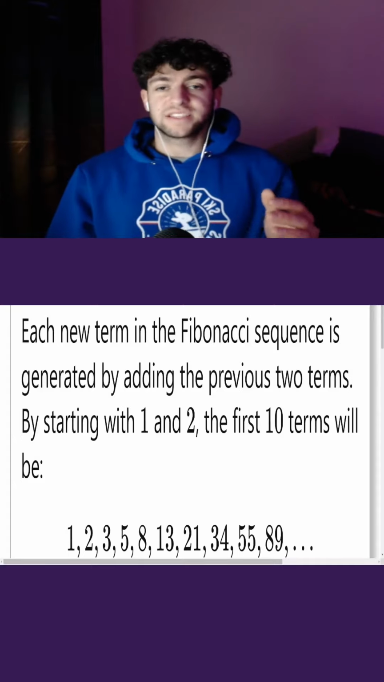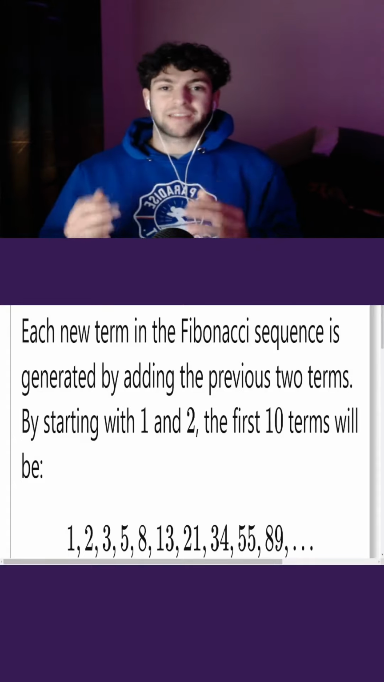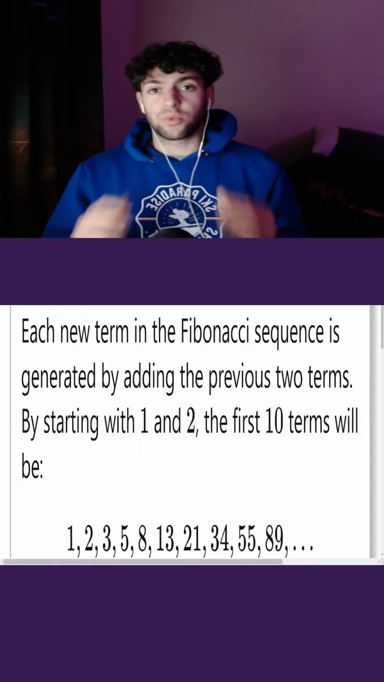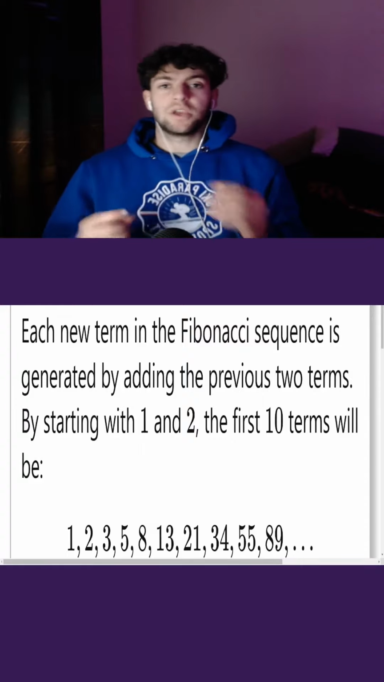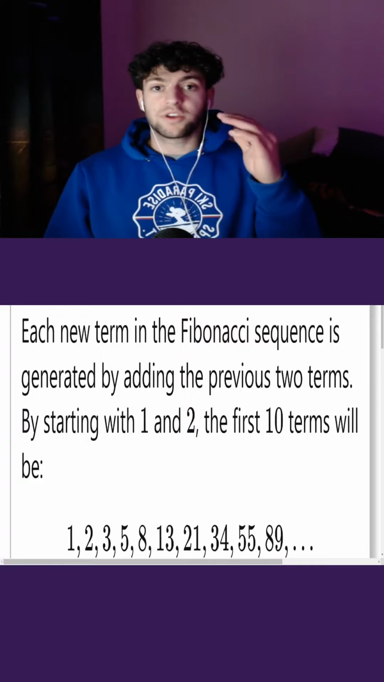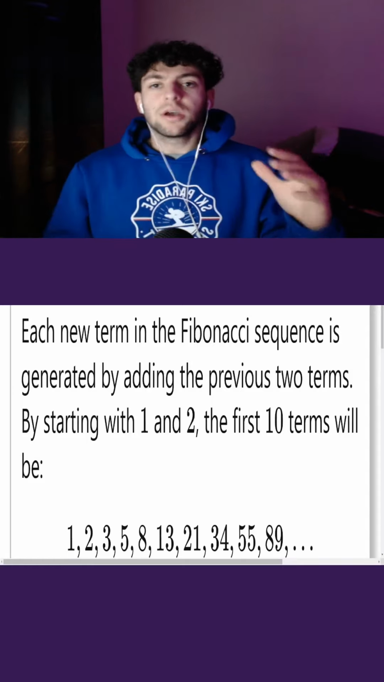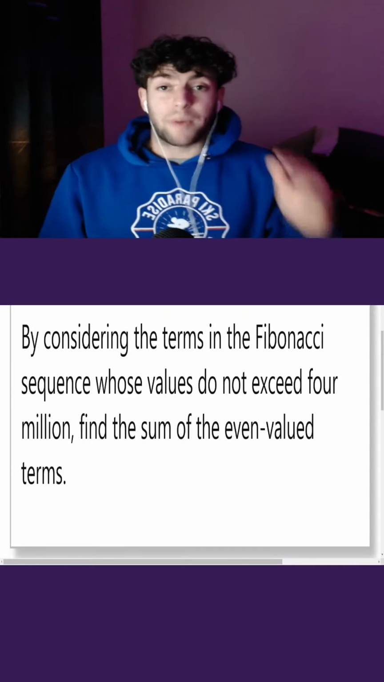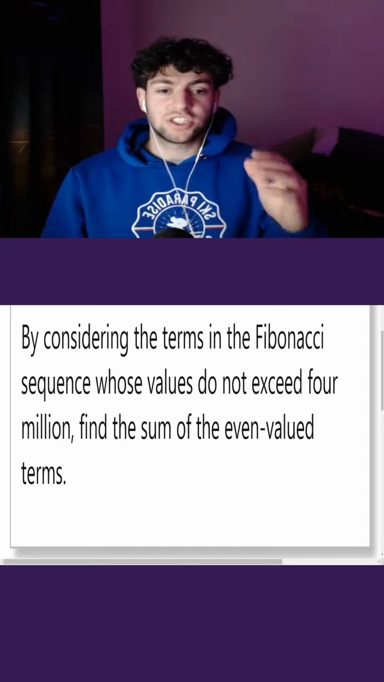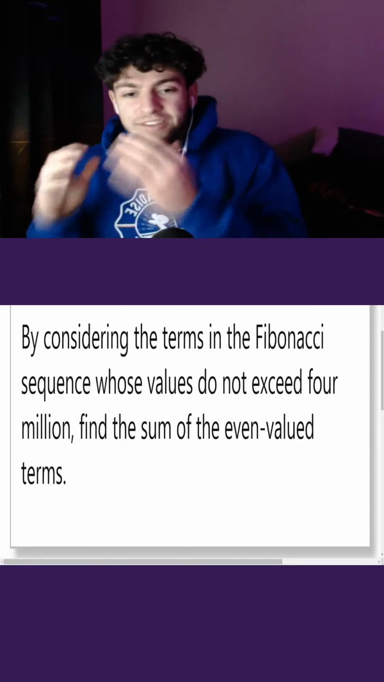Our problem states that each new term in the Fibonacci sequence is generated by adding the previous two terms. So if we start with 1 and 2, the first 10 terms would be 1, 2, 3, 5, 8, 13, 21, 34, 55, and 89. If you still don't understand Fibonacci, please ChatGPT it. By considering the terms in the Fibonacci sequence whose values do not exceed 4 million, we have to find the sum of the even valued terms.